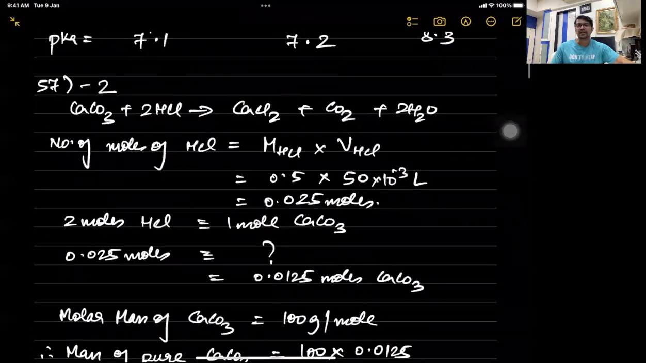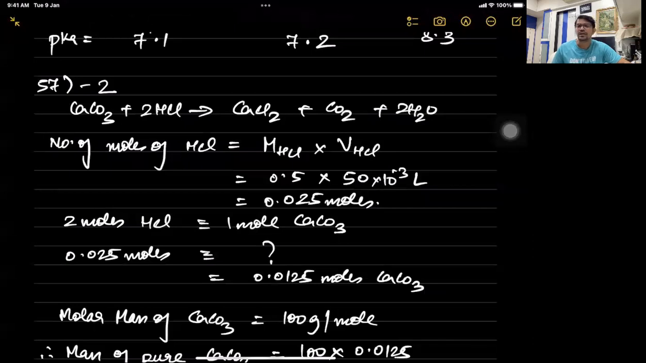57th, as per the reaction, we all know the concentration C is equal to n by V. So number of moles is M1V1, what we normally try to do. So the number of moles is the molarity into its volume. Volume was in ml, so you convert it to liters, and you get the moles. Now, as per the balanced equation, 1 mole of calcium carbonate corresponds to 2 moles of HCl. So 0.025 moles will correspond to how much?